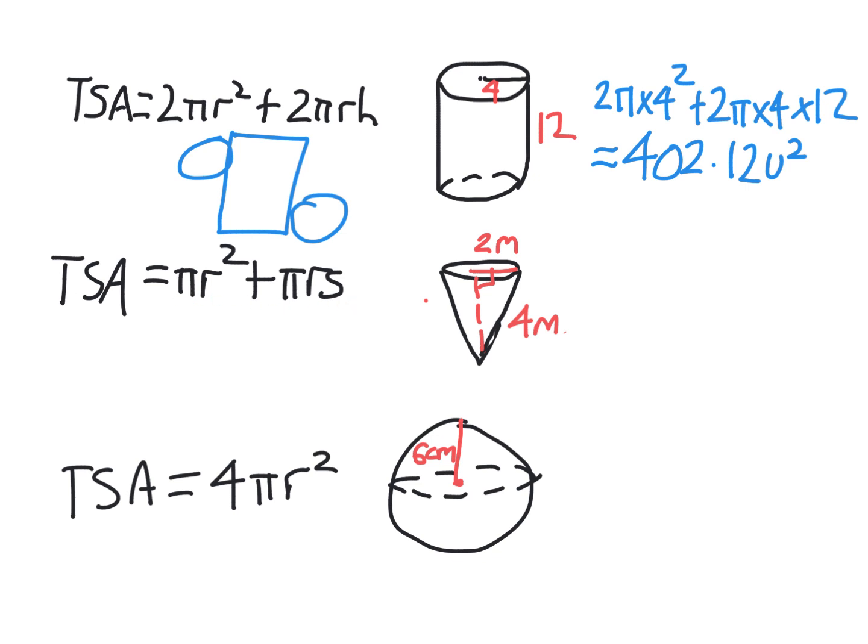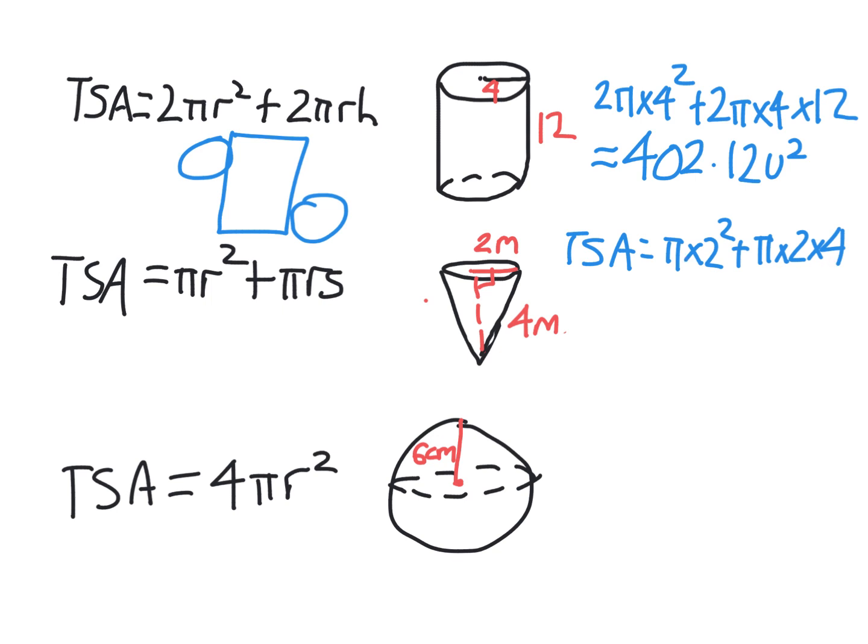So it follows this formula here. Pi r squared is the circle up here. Pi rs is this curved surface there. So we know that the area of the circle at the top is going to be pi times radius squared, pi times 2 squared. So that's the area of the circle at the top. Now the curved surface is pi times radius times s. S here means slant height. So here 4 meters is the slant height.